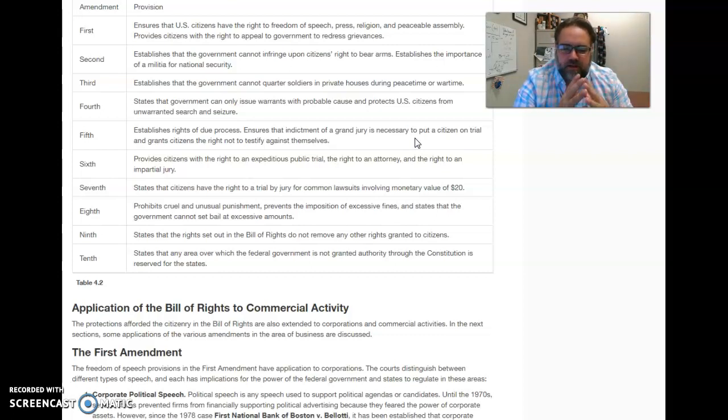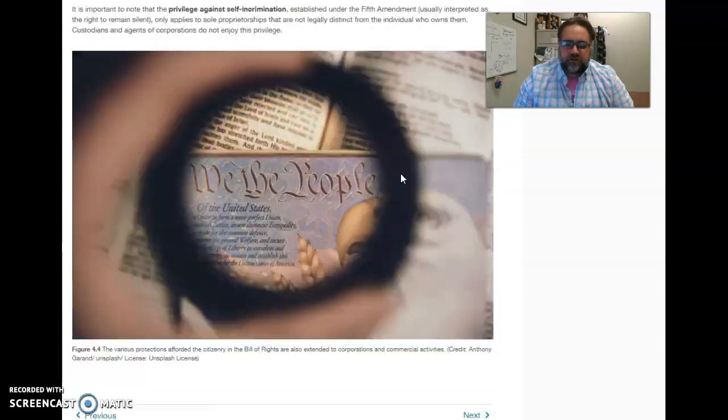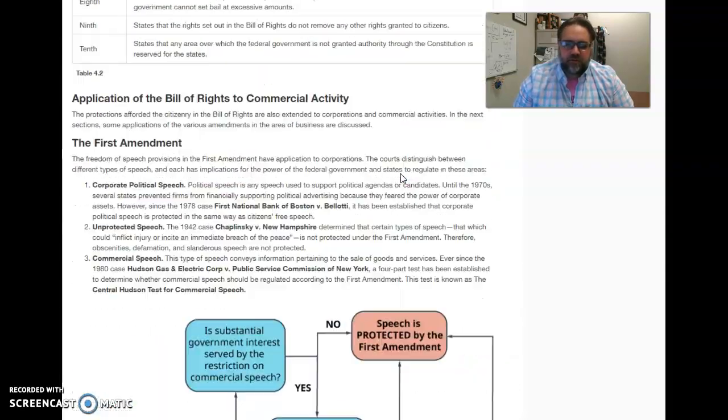Number nine, states that the rights set out in the Bill of Rights do not remove any other rights granted to citizens. And lastly, states that any area over which the federal government is not granted authority through the Constitution is reserved for the states. Where we don't have too much authority from the Fed, we want to have some sovereignty for the states to dictate or actually create laws and regulations that are in the best interest of the people of that state. And in continuation, there's some other things I want you to go through and read about, more details within this chapter.